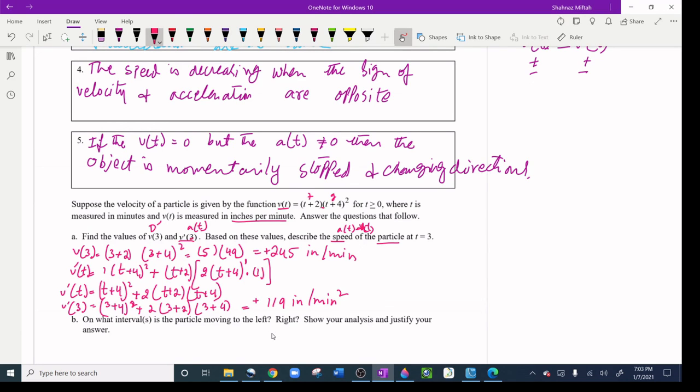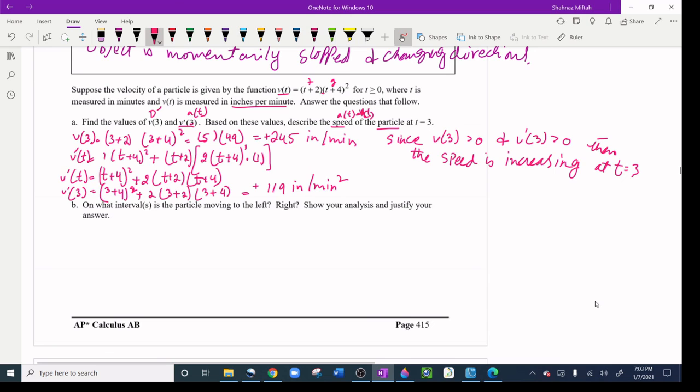If the acceleration and the velocity signs are exactly the same, then it means the speed is increasing. So I'm going to say, since v prime of 3 is greater than 0 and v of 3 is greater than 0, the speed is increasing at t equals 3. And that's my explanation for that one.